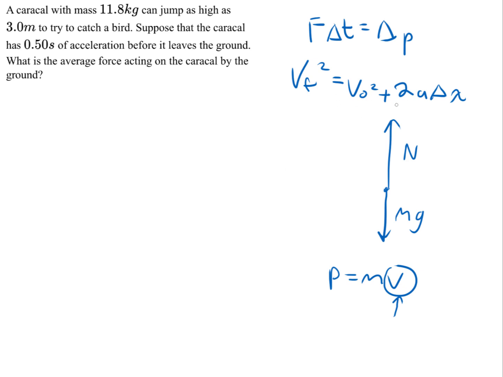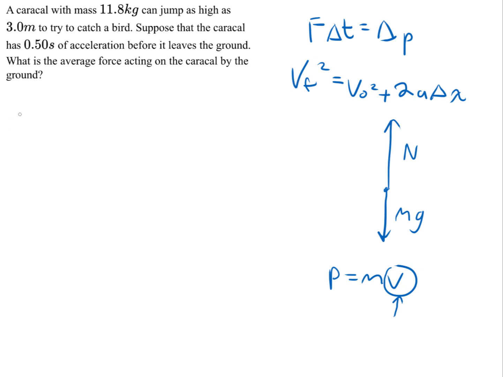So we first need to figure out the velocity just as it leaves the ground. And that's where this equation comes in. We can rearrange this to solve for the initial velocity. And the final velocity is going to be 0, since once it displaces 3 meters, it's at the top of its jump. So its vertical velocity is 0. Then it's going to reverse direction and come down. So we can set the final velocity to 0.